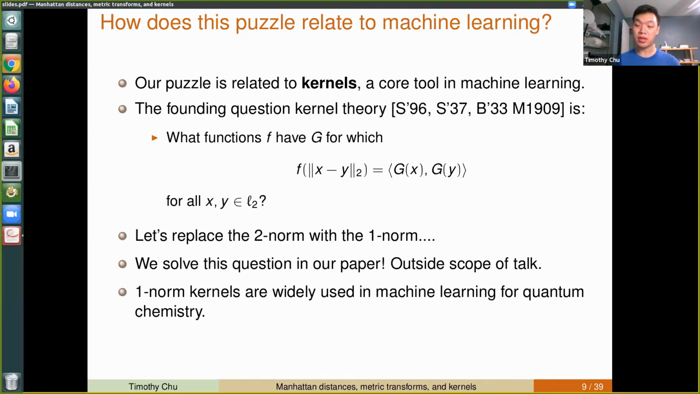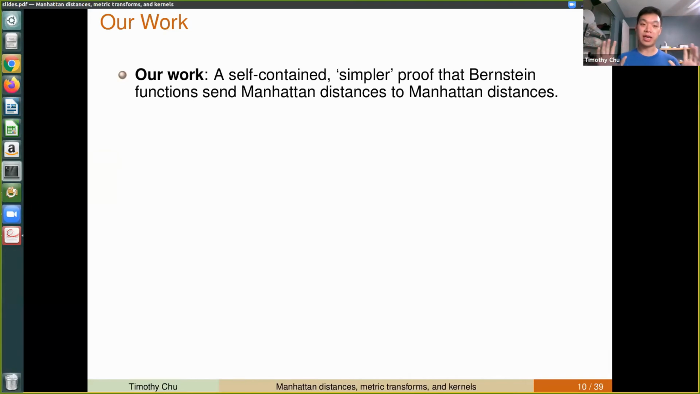In particular, they're sort of the gold standard for how you do machine learning in quantum or molecular chemistry. So if you're trying to predict the energy of formation between two chemicals using machine learning, it turns out that one-norm or Manhattan distance kernels are widely used in that setting. And thus, our work classifying all such Manhattan distance kernels can be applied to these areas of machine learning. So that's a brief summary of how we relate our work to computer science.